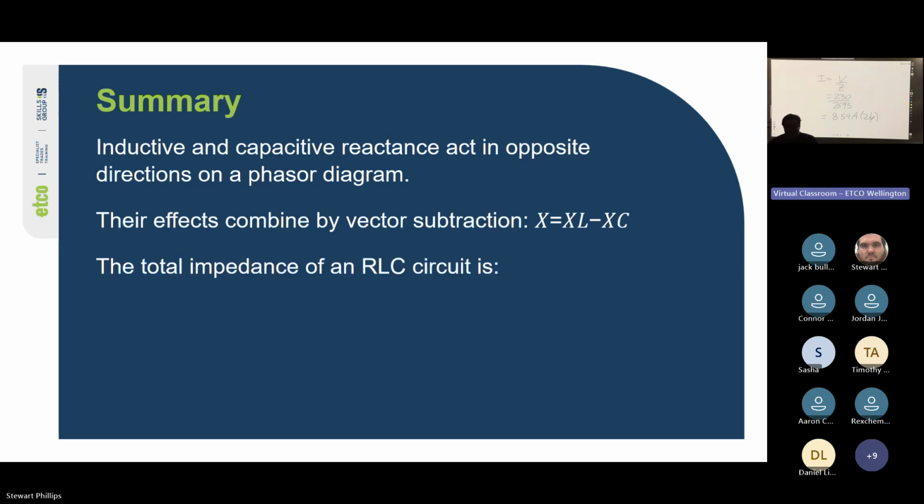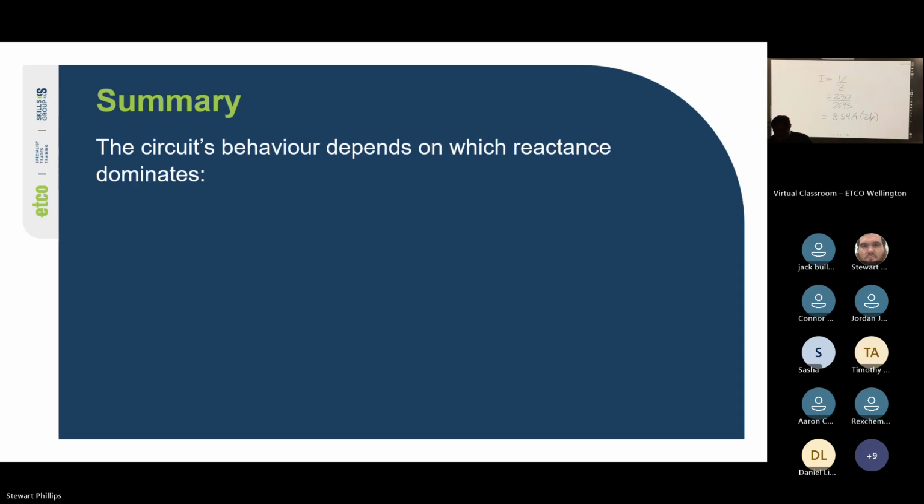The total impedance of an RLC circuit is given by this formula. Z equals the square root of R squared plus (XL minus XC) squared. This is all stuff we've already got in our notes. The circuit's behavior depends on which reactance dominates.